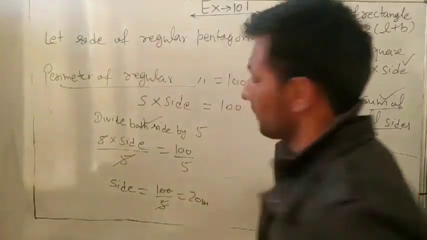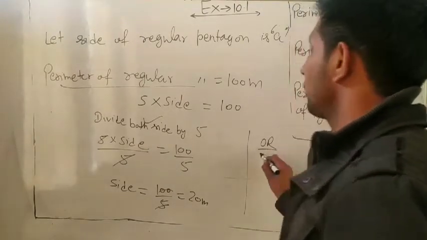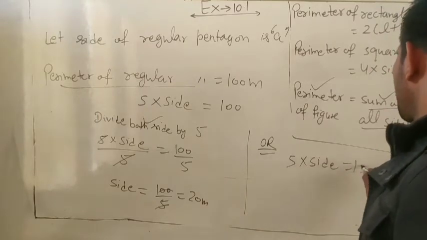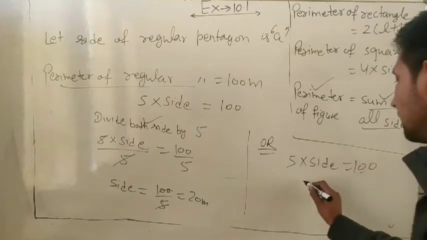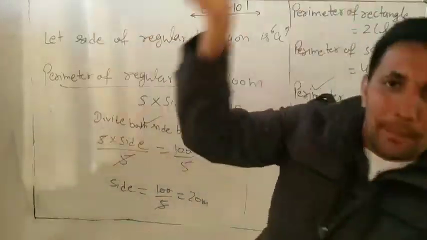And another method, you can find it directly. 5 into side equal to 100. What I told you? Multiply on another side, always divide. Divide becomes multiply, multiply becomes divide on the other side.